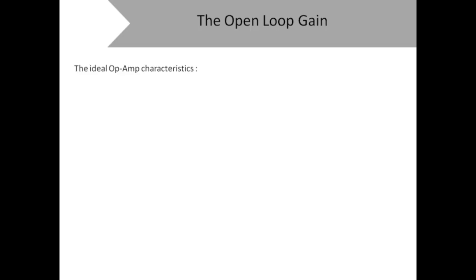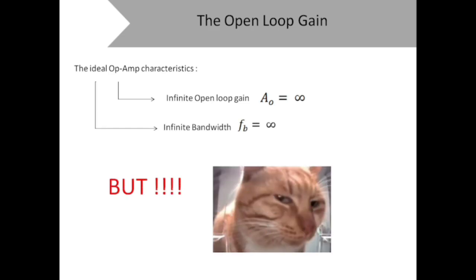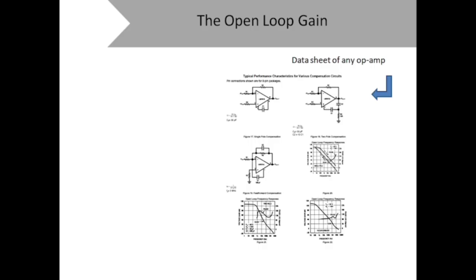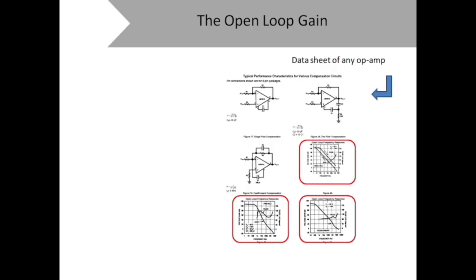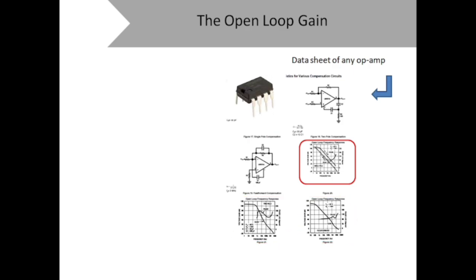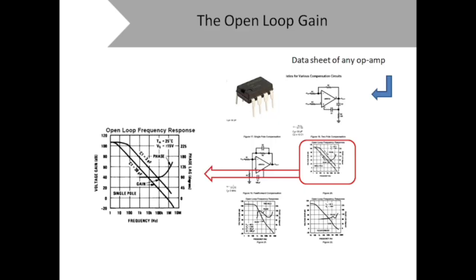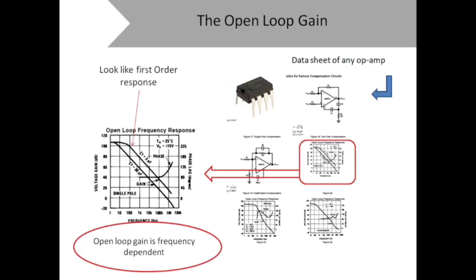As we know, the ideal operational amplifier is modeled with infinite open loop gain and infinite bandwidth. However, when we look at the datasheet of any practical op-amp, we immediately encounter a graph labeled open loop gain. For example, in the case of one of the most well-known op-amps, the LM741, the open loop gain curve resembles the response of a first-order system. From this observation, we can conclude that the open loop gain is frequency dependent.